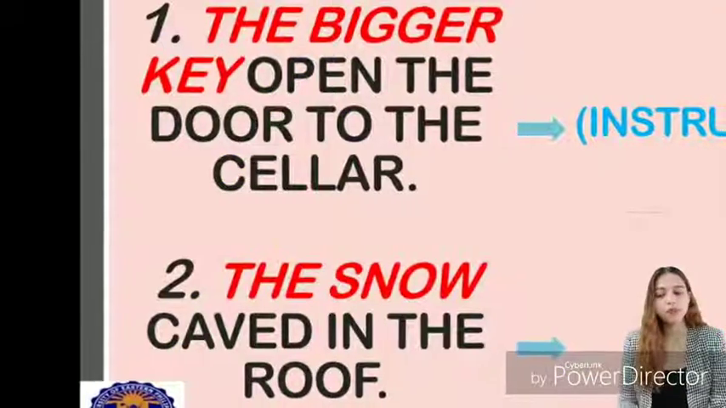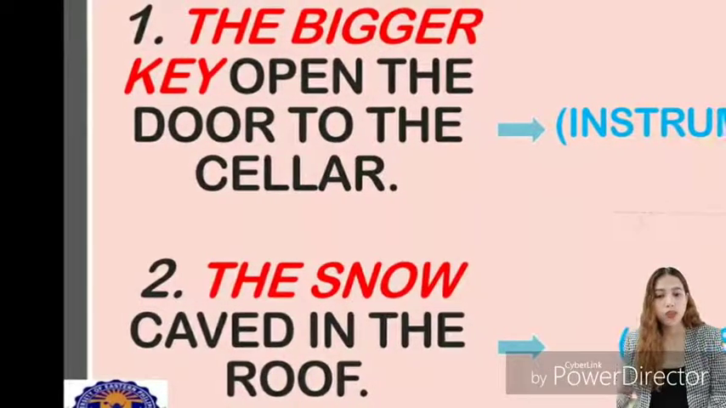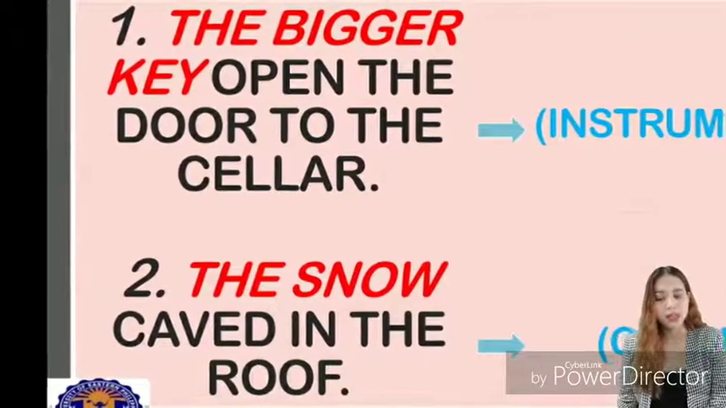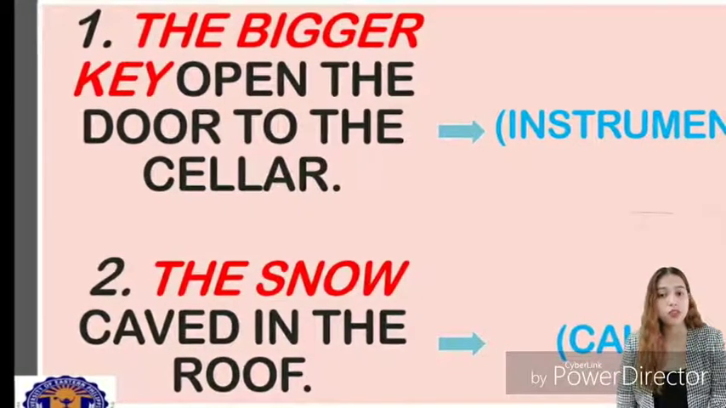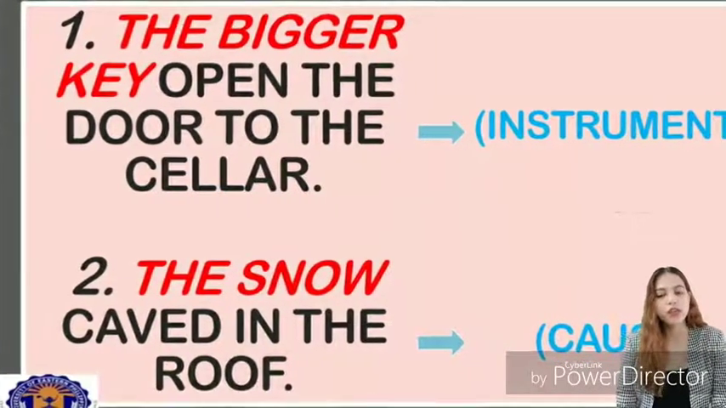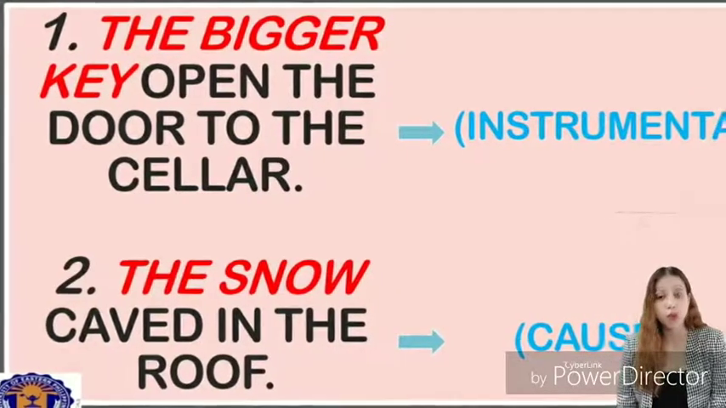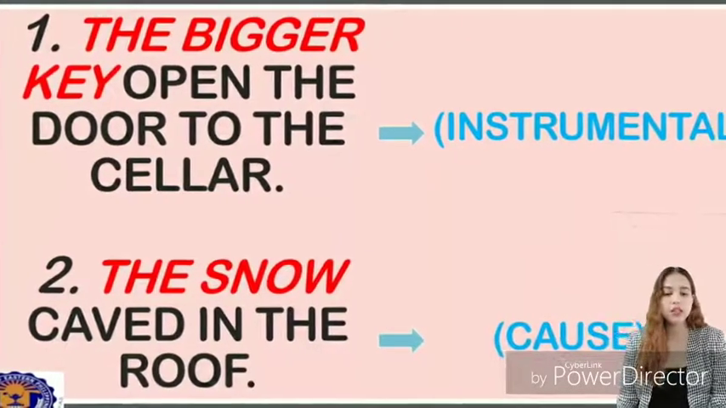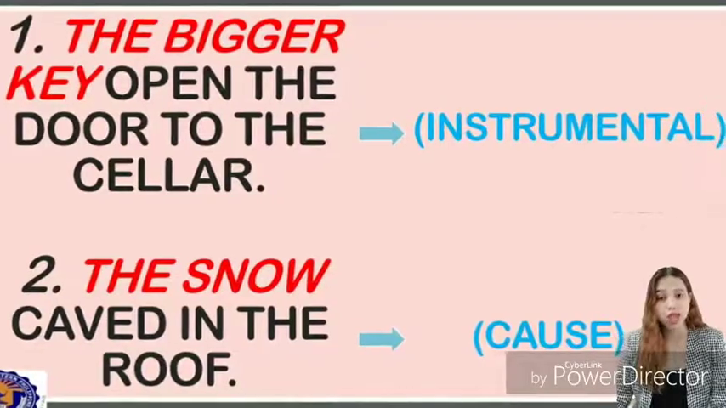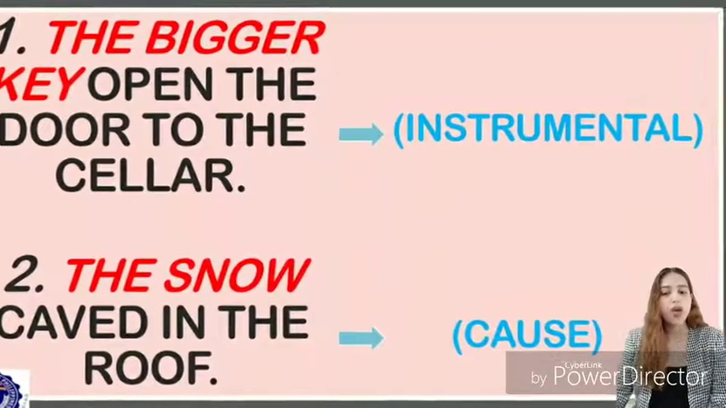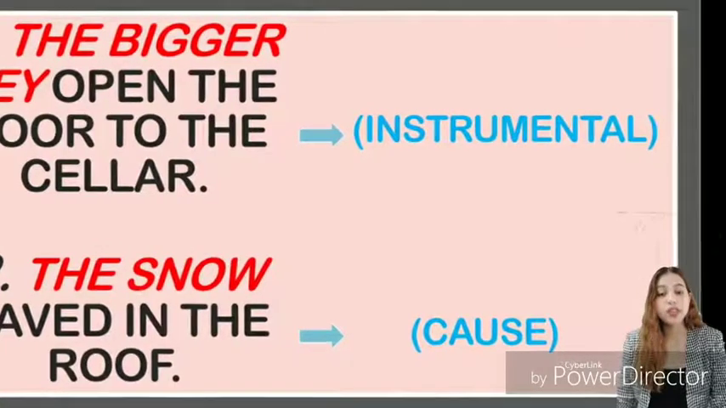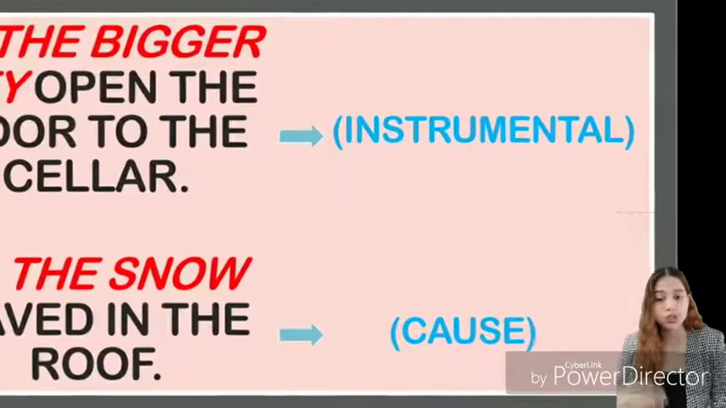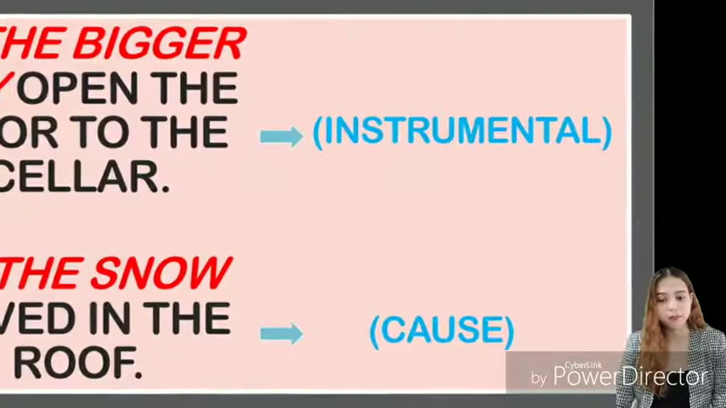For example, the bigger key opens the door to the cellar, which is instrumental. In the other sentence, the snow caved in the roof, which is the cause. So the noun phrase, the bigger key, is indeed an instrument. Why? Because this is an intermediary through which an agent performs the action. On the other hand, we have snow, which would be assigned the semantic role of cause, which is defined as any natural force that brings about the change of state.